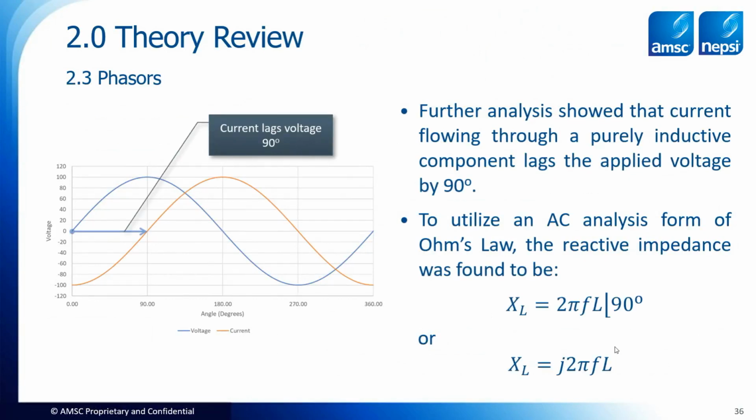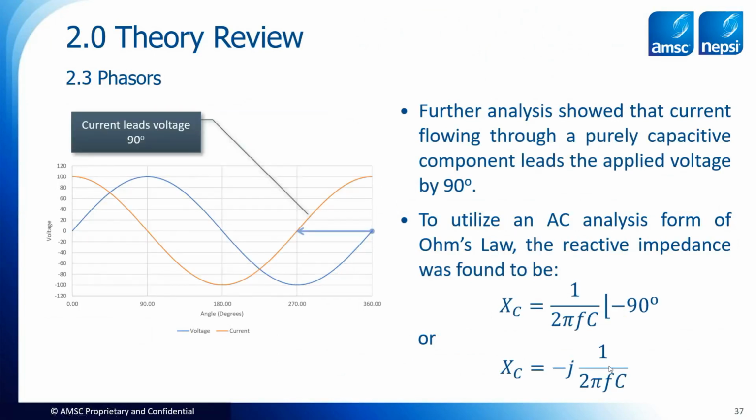Further analysis showed that current flowing through a purely inductive component lags the applied voltage by 90 degrees. So here we have this, it's lagging by 90 degrees. And he also determined that the reactive part of that impedance was found to be 2 pi FL at an angle of 90 degrees. In terms of a complex number, we can represent that as J 2 pi FL.